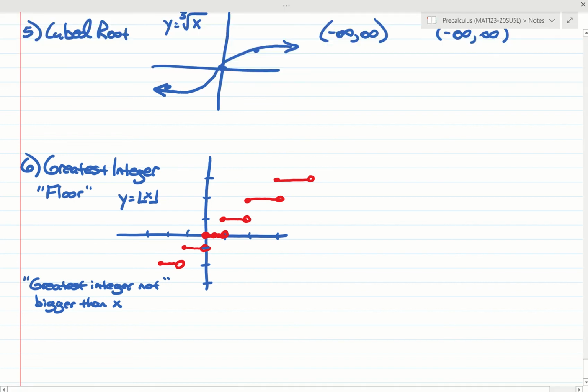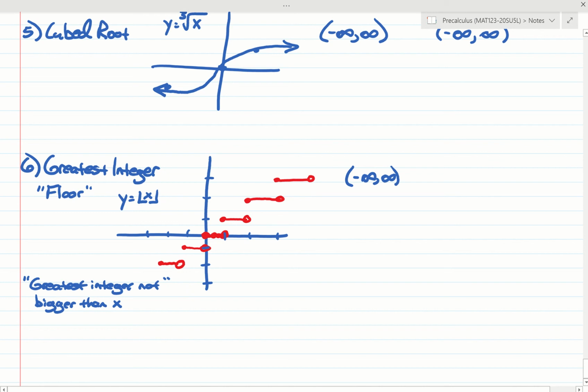Now, as far as what the domain would be, we could pick any x value you want. You want to use pi, 3.14, the answer would be 3, right? So as far as what the domain could be, you could pick any number you want for x. And then as far as what the range is, well, that's going to be a little bit tricky. Look, there's like a big jump here, right? And right here.